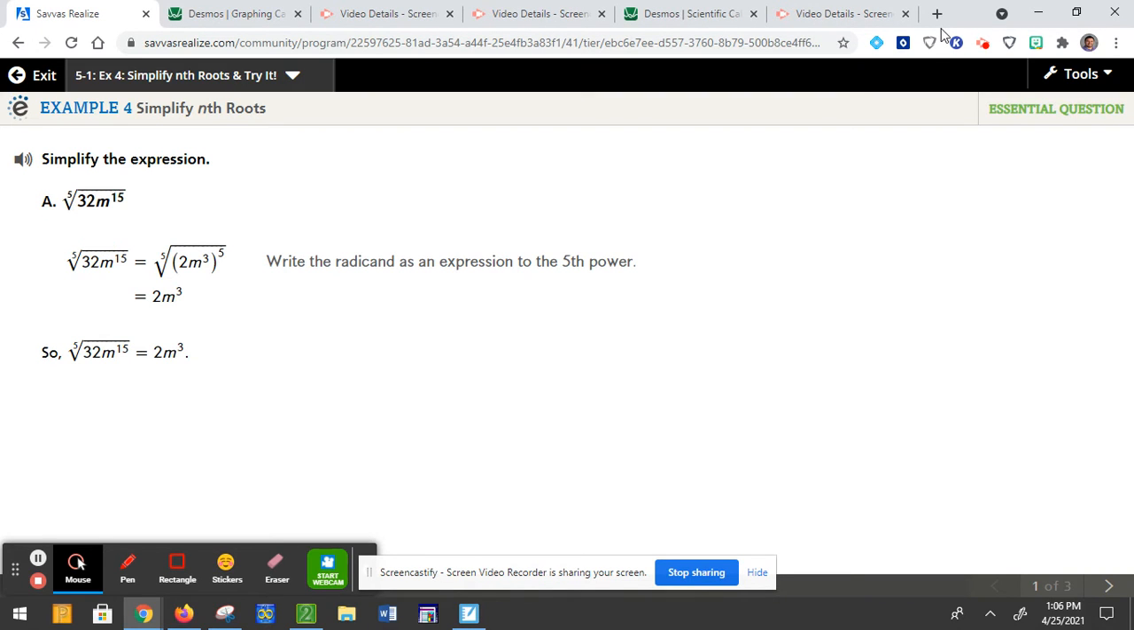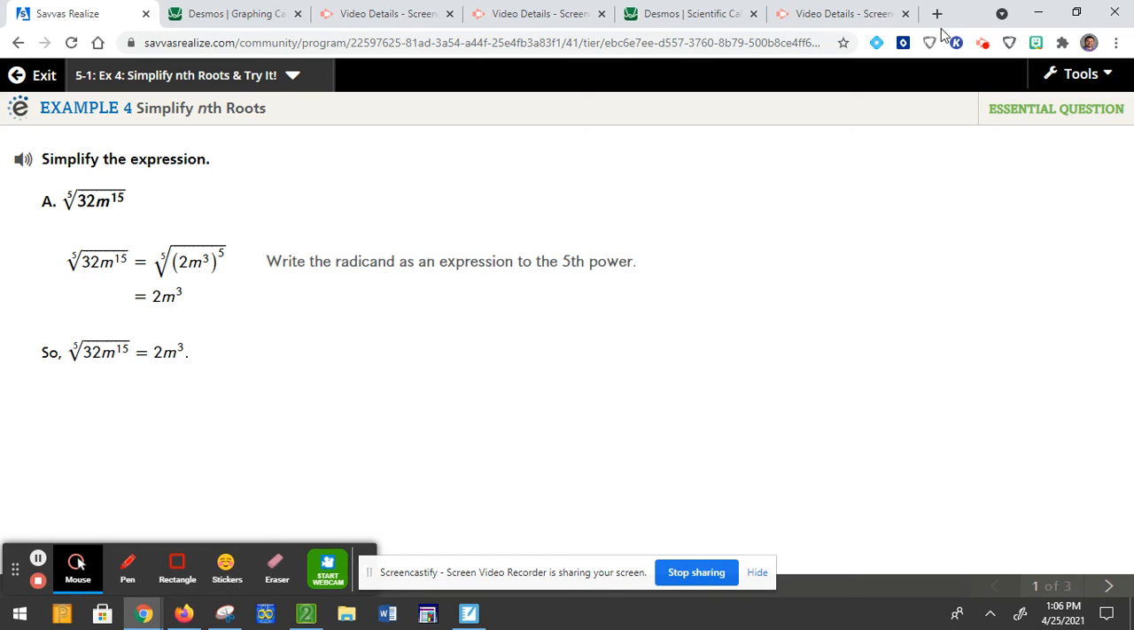So the first thing we do is, all right, the fifth root of 32m to the 15th ends up being the fifth root of 2m cubed raised to the power of 5. And then the 5s would essentially cancel, so you get 2m cubed.